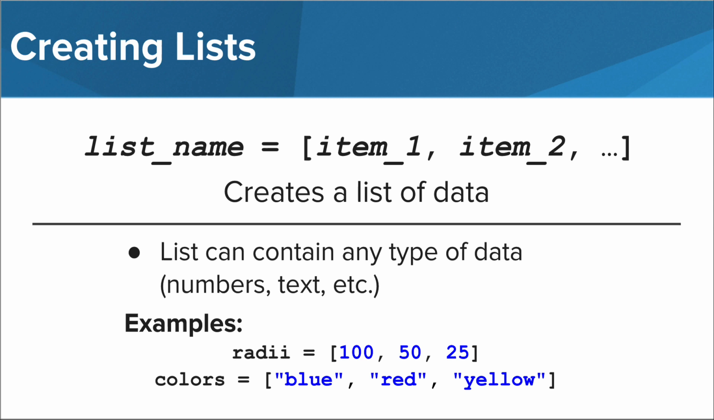Lists can contain any type of data we want. This could be numbers, either integers or floating point numbers, like we see in the radii list, or text, like we see in the colors list. We can even save lists inside other lists, but that is a more advanced topic that you can research a bit more if you're interested. For now, we're just going to save individual elements inside our lists.